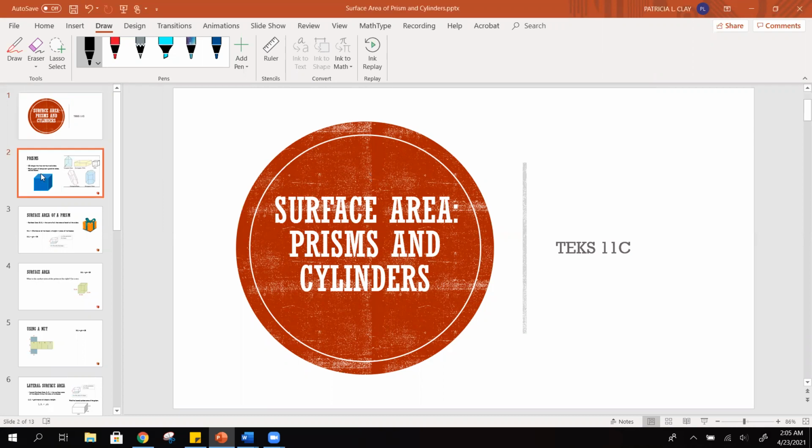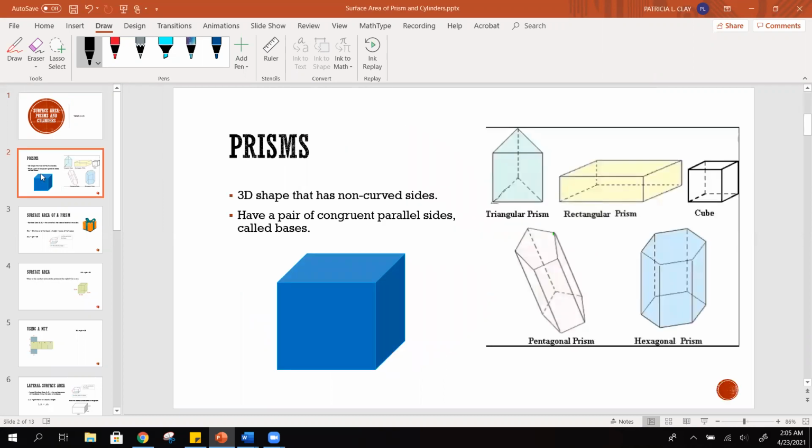Okay, so we're going to discuss surface area of prisms and cylinders today. So let's first start off by talking about what is a prism. A prism is a 3D shape with non-curved sides. So the key part about this is it's non-curved. That means they have flat sides. We also have a pair of congruent, which means the same, parallel sides called bases. So let's look at our cube here. And this a cube is a prism.